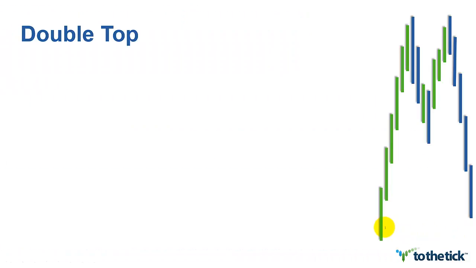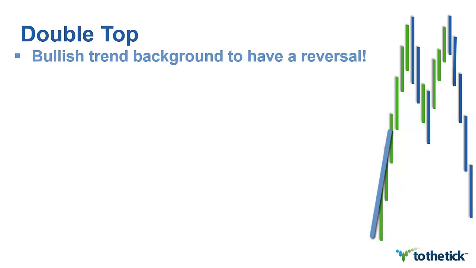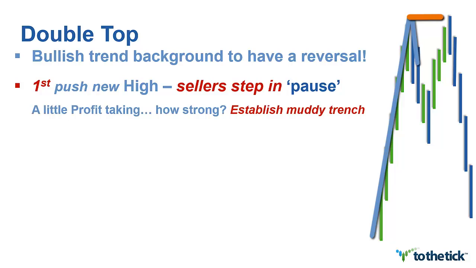So let's do a little quick review here and realize that the double top is a reversal pattern, and therefore we've got to have a trend in the background to reverse. So we're looking at a bullish trending activity that then hits its head into what we call a definition of resistance, which is that there's enough sellers when they push into that new high, that step in and say, we're going to take a pause here, we're taking some profits. How strong is that pullback? And you establish that muddy trench early and that first swing high to swing low activity.